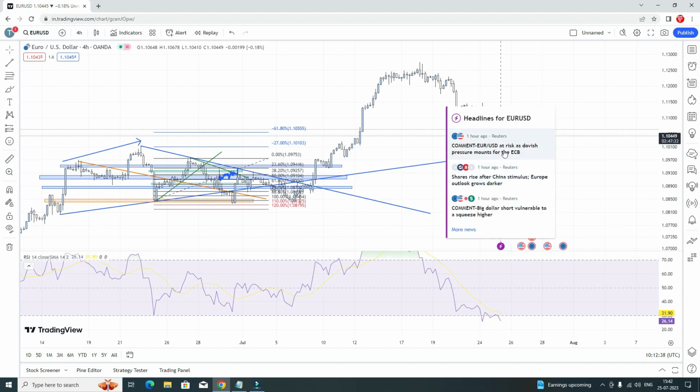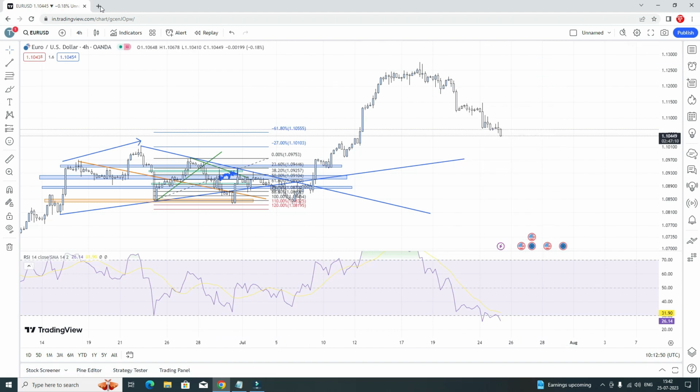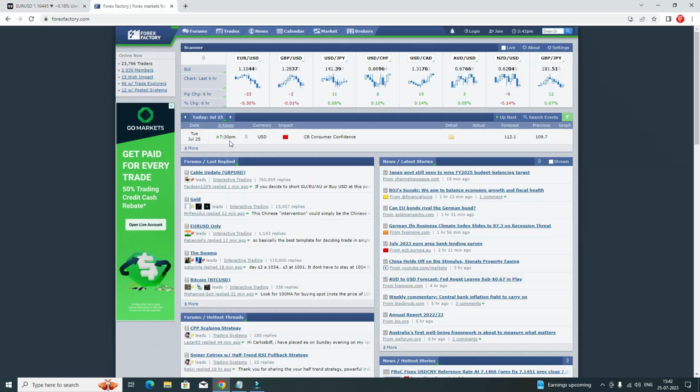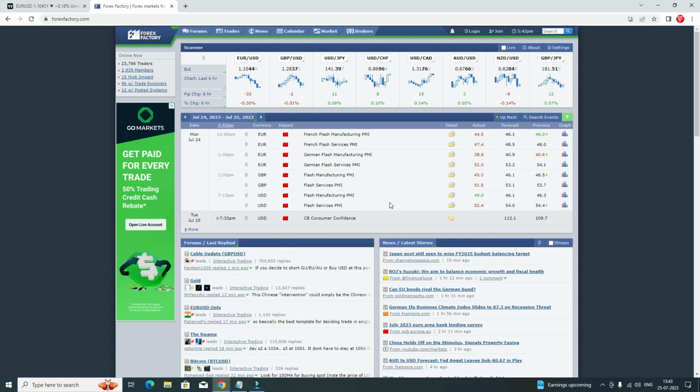1 hour ago, EURUSD at risk as dovish pressure mounts for the ECB. Big dollar short, vulnerable to a squeeze higher. What we can do is also quickly look at Forex Factory, and here's the news that has happened up till now. For USD, flash services PMI previous was 50.4, expected was 54, but it came to 52.4. So that means USD has been negatively hit by this.